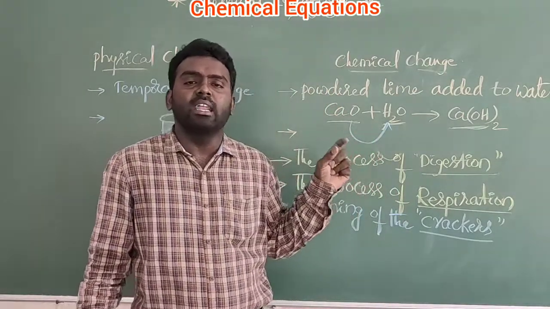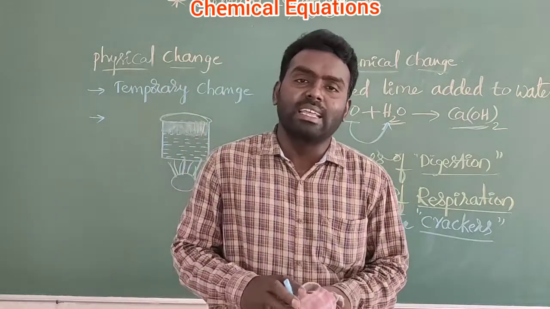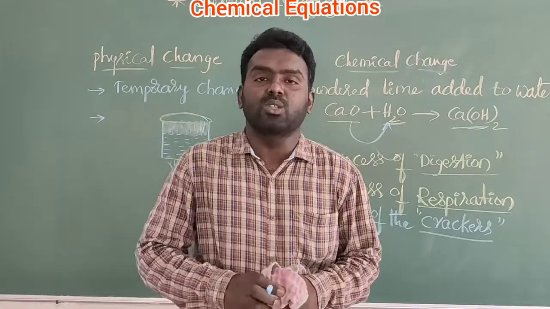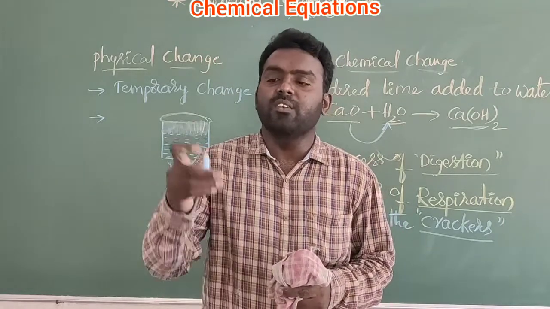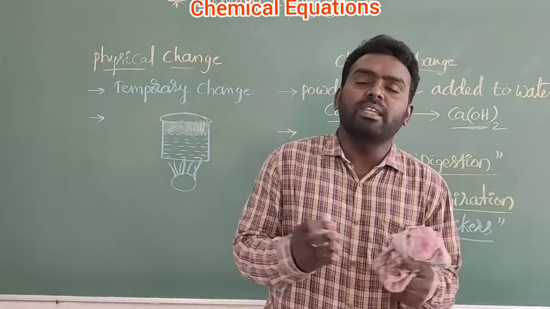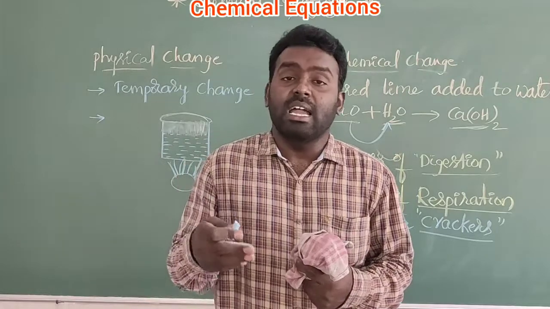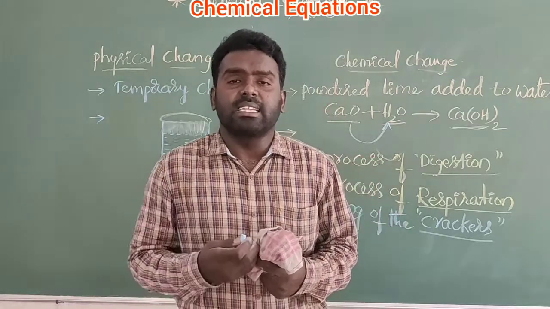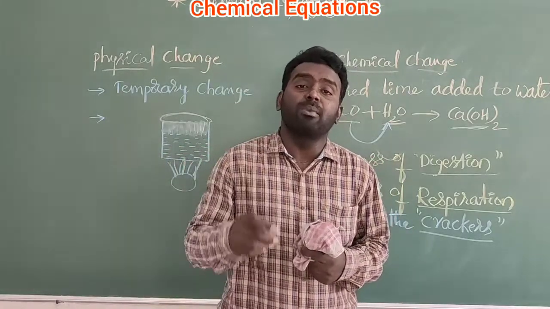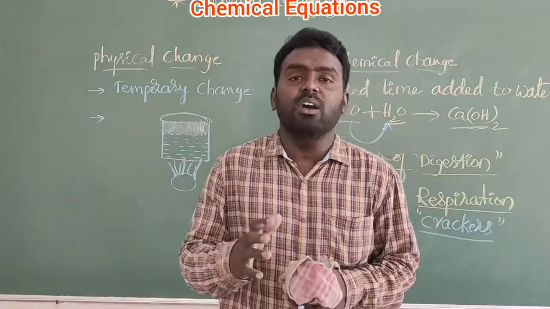So therefore, like this type of examples, like exposing iron nails to moisture. Generally, you know that if you take any iron material and keep it outside, that iron material reacts with atmospheric moisture, and then rusting occurs. That rusting is also called a permanent change. So therefore, that is called our chemical change.